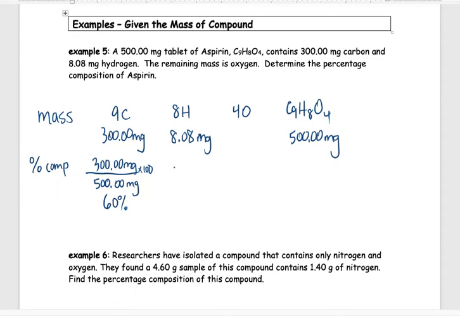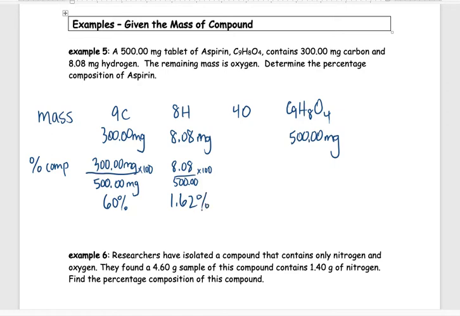All right, so the hydrogen, same thing. We're just going to go 8.08 divided by the 500. I know I didn't put the times 100 up top in the previous example. I just didn't have space, but it was there, okay? So 8.08 divided by the 500 times 100 will end up being 1.62%.